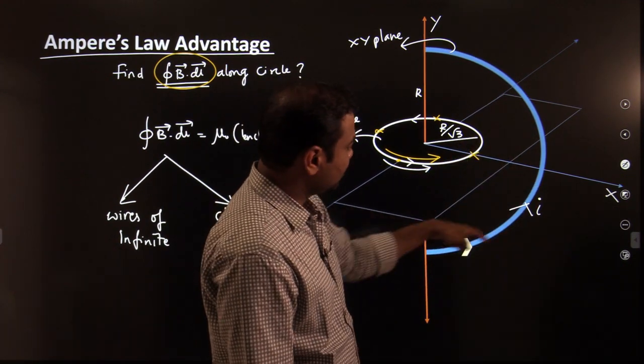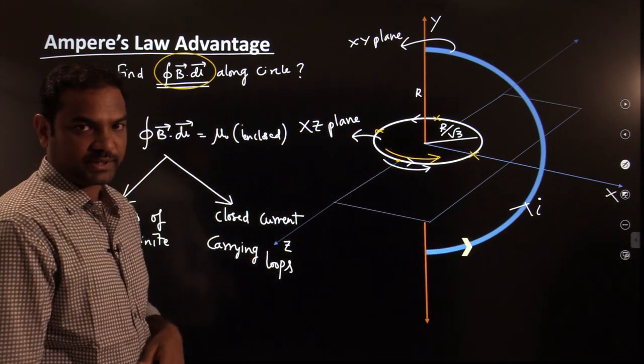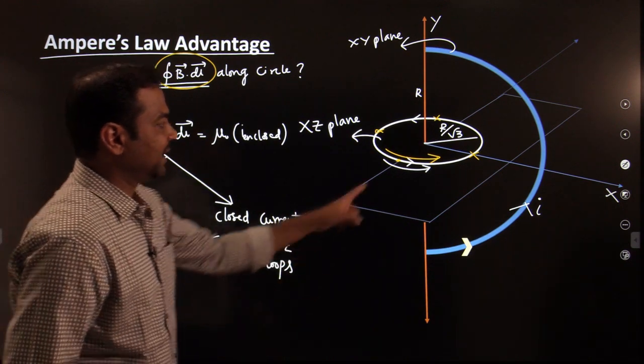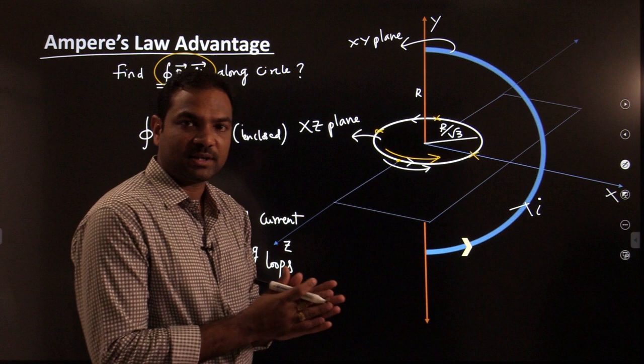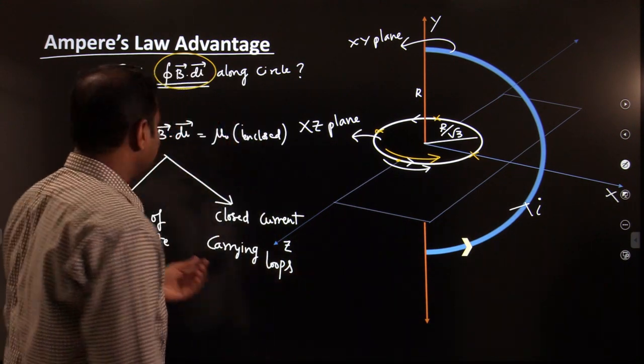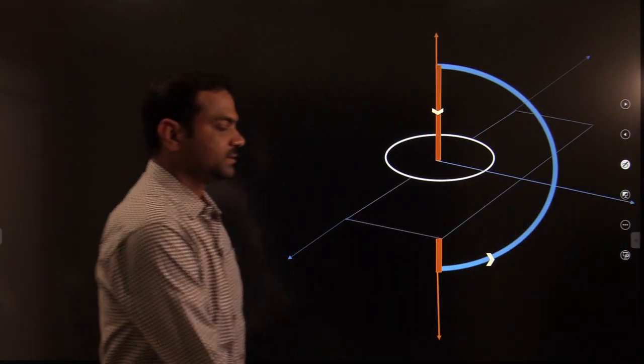the xz plane, due to the wire in the xy plane, the semicircular wire. So then how to do it? Okay, so I don't want to go with the magnetic field at each and every point of the circle. That is not the way I am doing it. So then what is the other logic I am going to apply here is this.